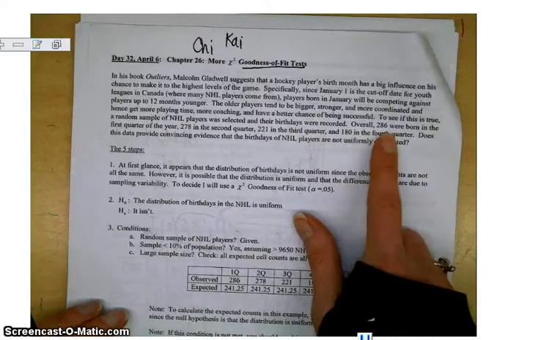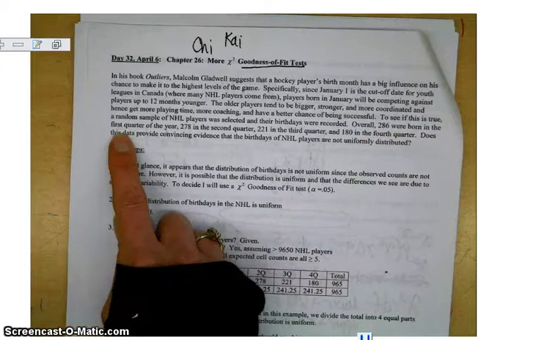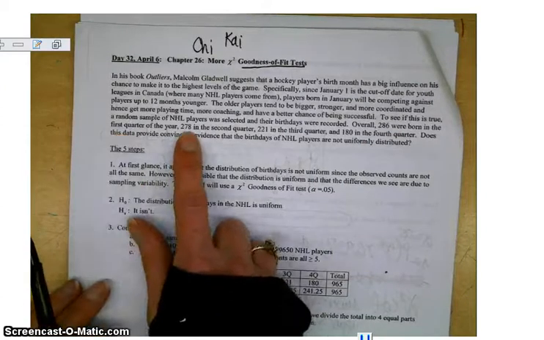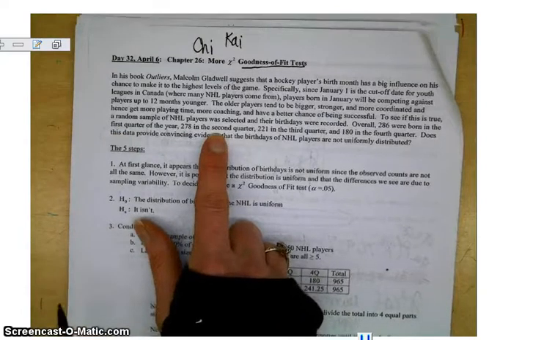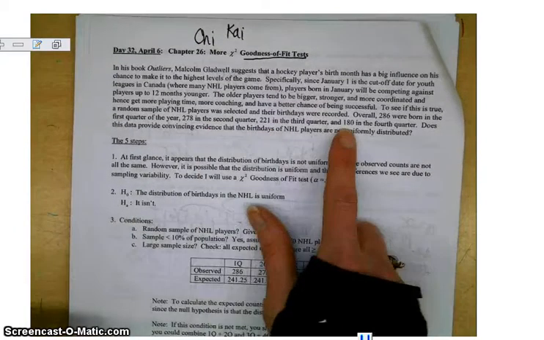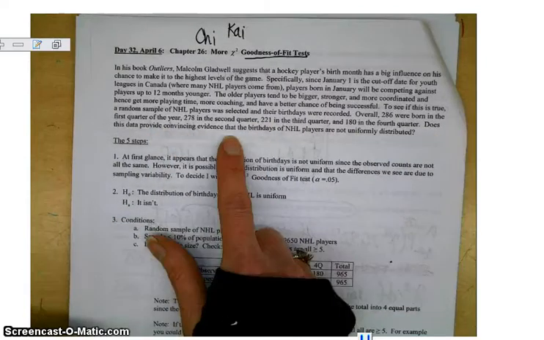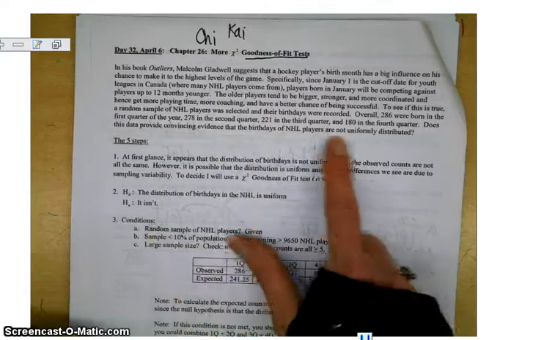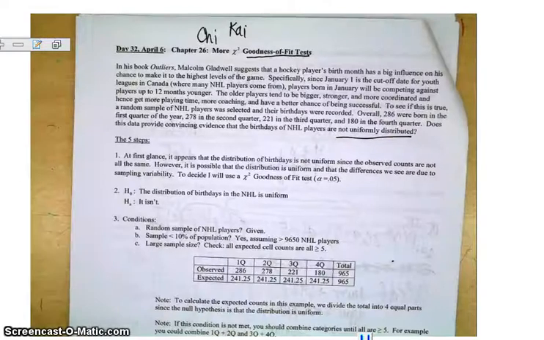Overall, 286 were born in the first quarter of the year, January, February, March; 278 in the second quarter, April, May, June; 221 in the third, and 180 in the fourth quarter. Does this data provide convincing evidence that the birthdays of NHL players are not uniformly distributed?